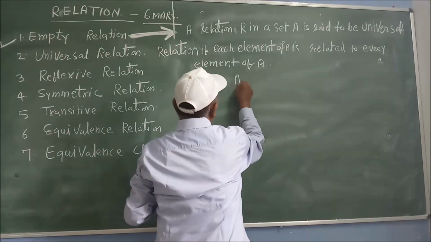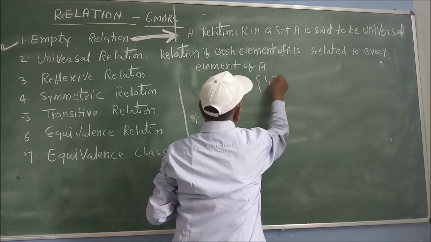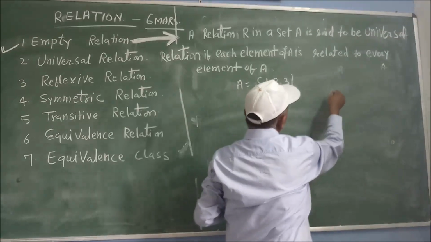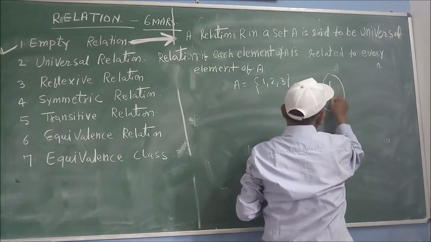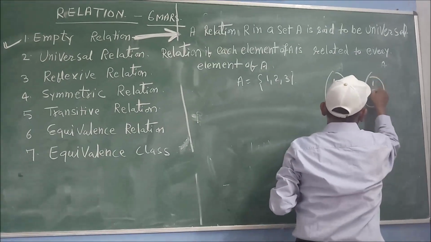For example, I have taken here the example 1, 2, 3. So make the diagram 1, 2, 3. The second set is also 1, 2, 3.